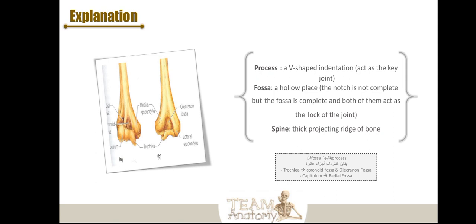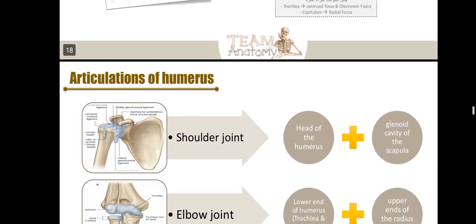If a fossa and a notch are coming together, a fossa is like a shallow indentation. Then a notch is like protruding outward. So if the two of them come together, they will actually form a joint, okay?